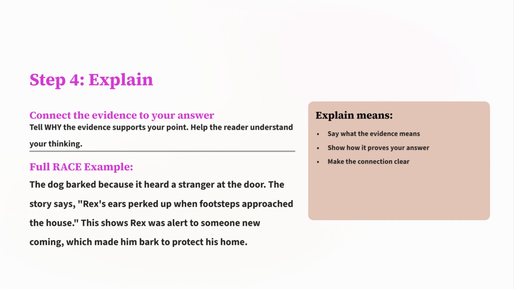Step 4, explain. Connect the evidence to your answer. Tell why the evidence supports your point. Help the reader understand your thinking. Full RACE example. The dog barked because it heard a stranger at the door. The story says, "Rex's ears perked up when footsteps approached the house." This shows Rex was alert to someone new coming, which made him bark to protect his home.